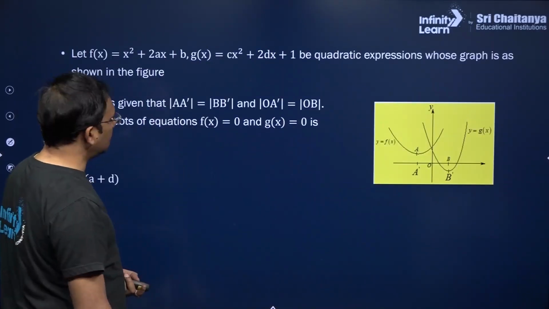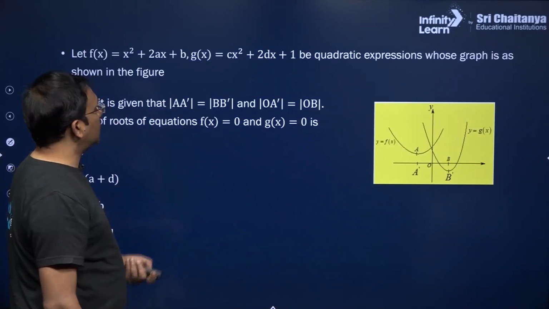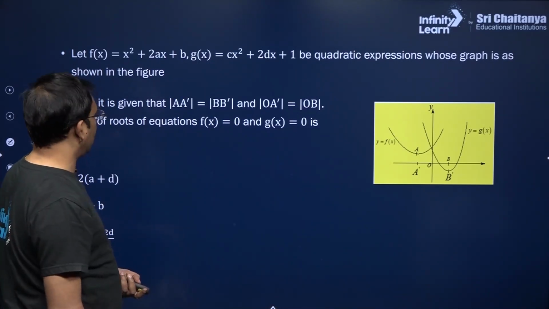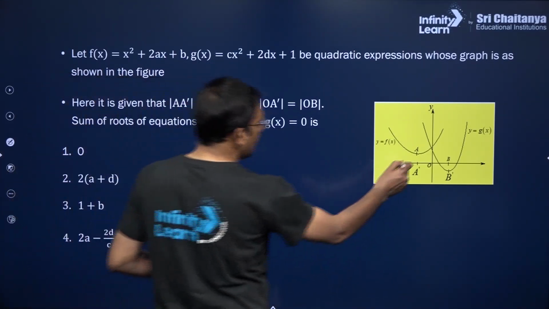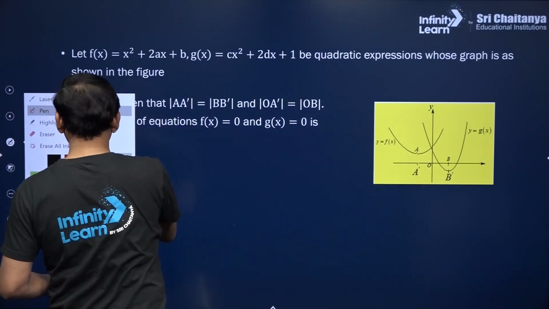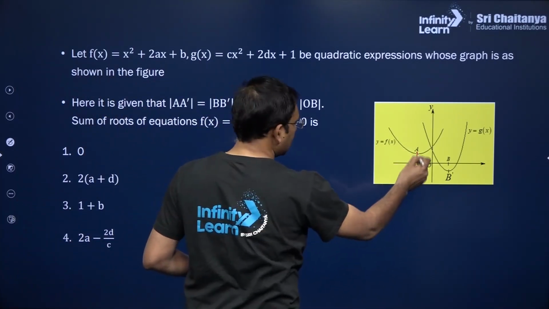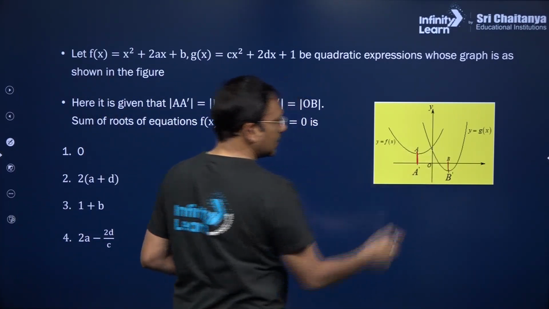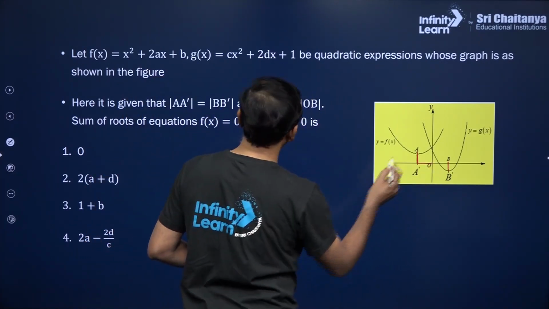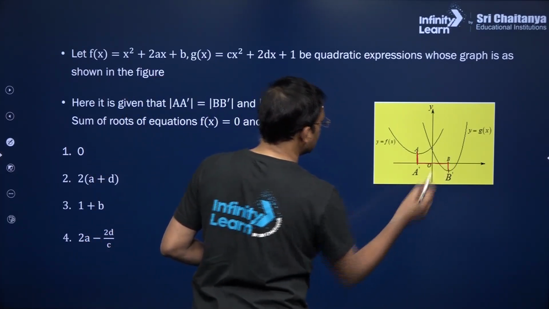Next, you just see this question, f of x, g of x, two quadratic expressions are given, the graph is shown in the figure. Given A dash length, this length is equal to, let me take another color, A dash length is equal to BB dash, this length is equal to this length, and OA dash, this distance is equal to OB, this distance.